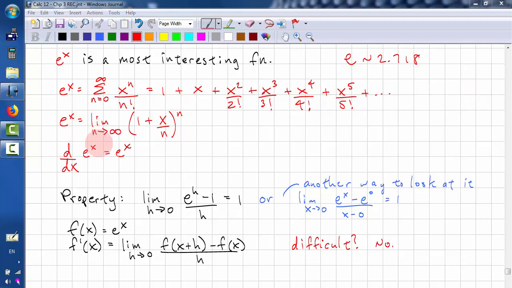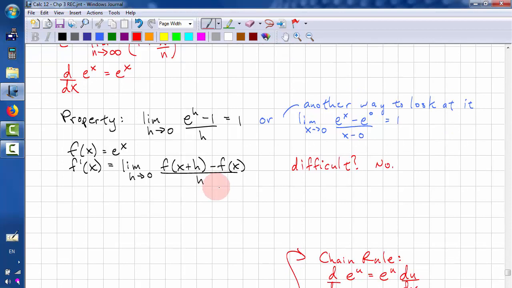e to the x can also be calculated by taking the limit as n goes to infinity of (1 plus x over n) to the power of n. But one of the more interesting things for calculus is the derivative of e to the x is e to the x. So we're going to prove this. However, we need a property: the limit as h goes to 0 of (e to the h minus 1) all over h equals 1. Or you can look at it a different way: the limit as x approaches 0 of (e to the x minus e to the 0) all over (x minus 0), and that equals 1.